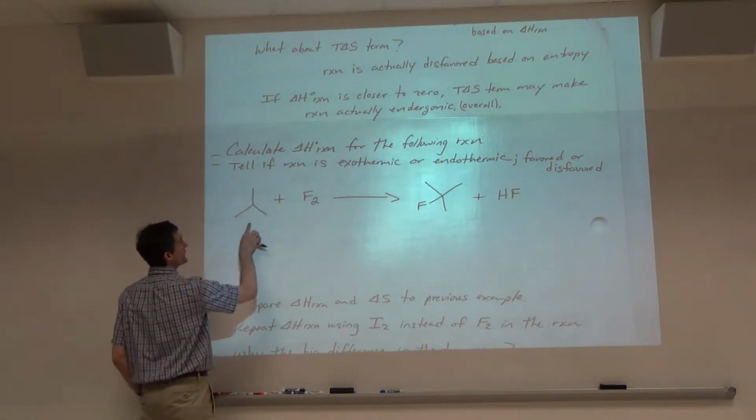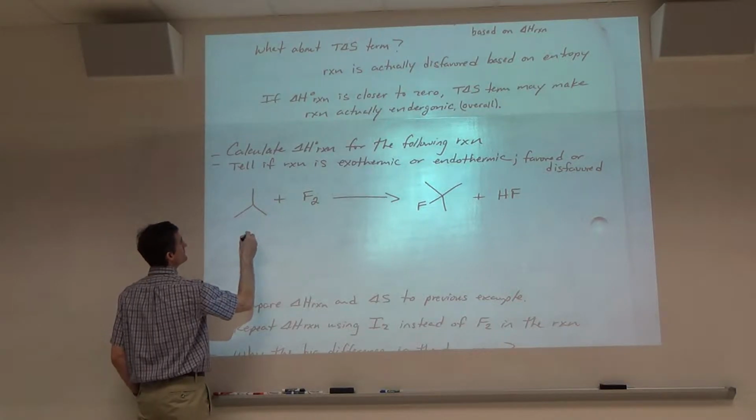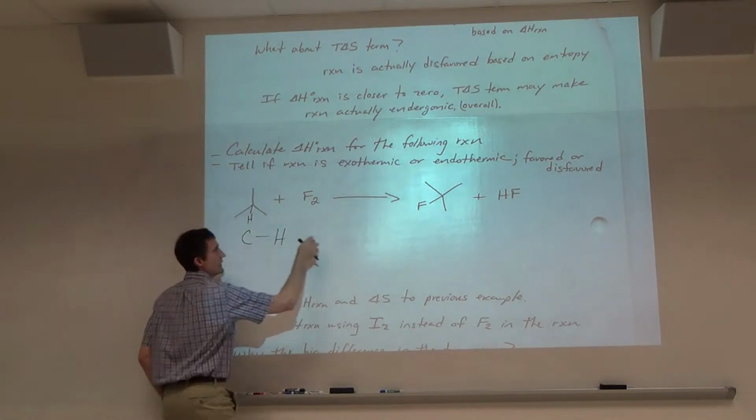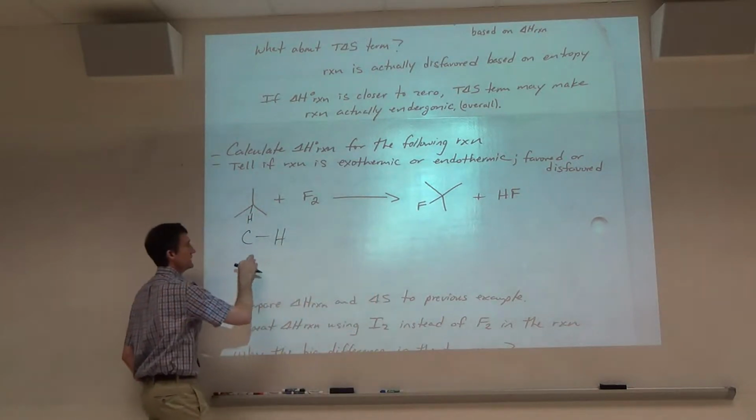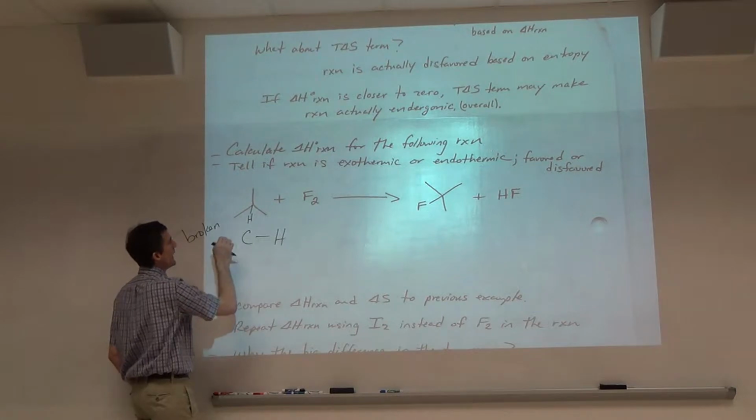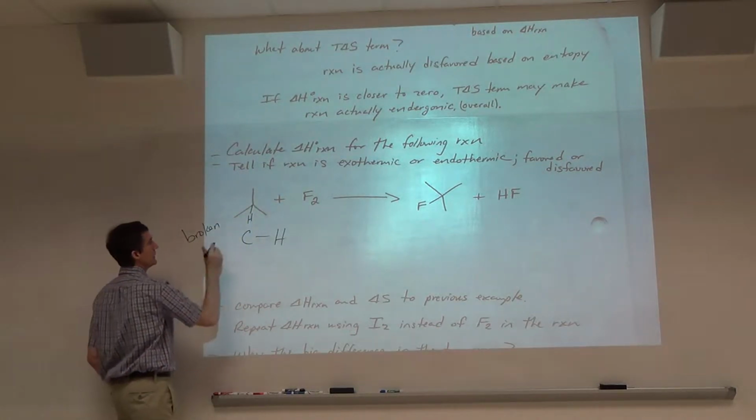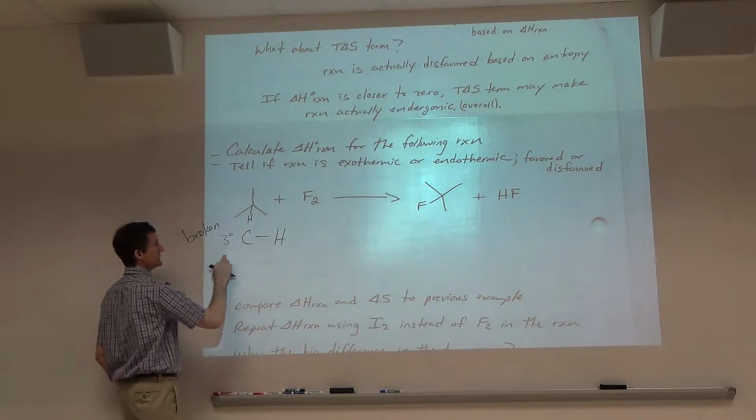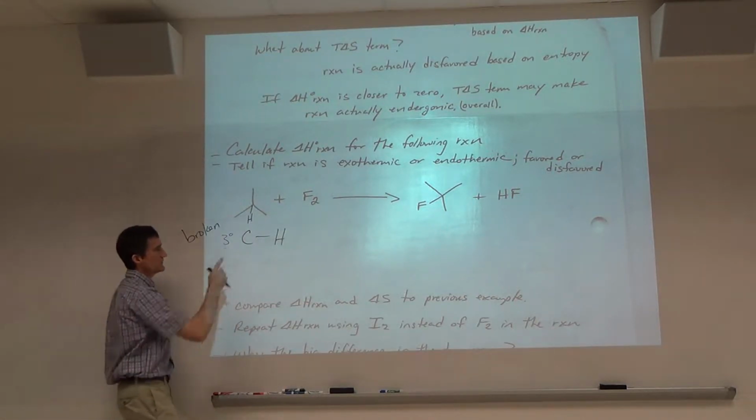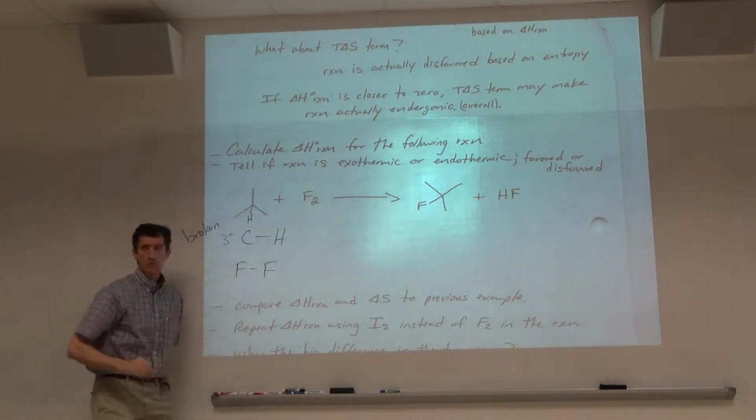Okay, what's broken over here? Okay, F-F. See, there's an H here. The H is now gone. C-H is broken. That H is primary, secondary, tertiary? It's a tertiary C-H, and it's also sp3. What else is broken on this side? F-F. Are those in the table?